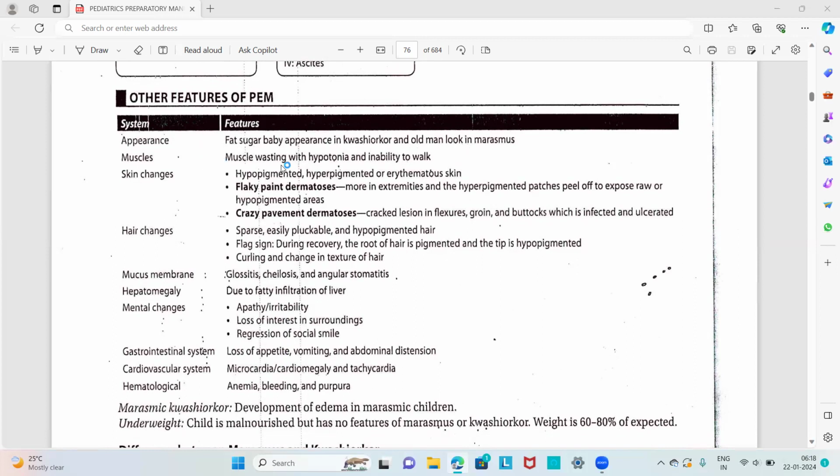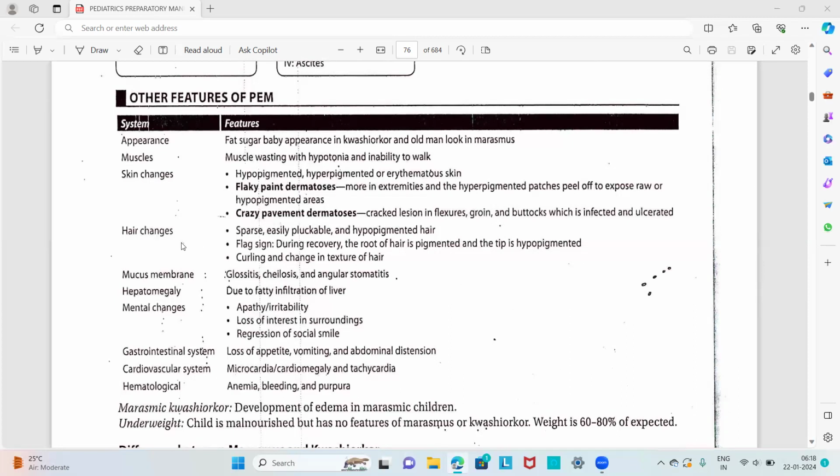And muscle wasting with hypotonia and inability to walk. Then skin changes like hypopigmented, hyperpigmented, and erythematous skin, and flaky paint dermatosis. That is the important one. Flaky paint dermatosis is more in the extremities, and the hyperpigmented patches peel off to expose raw or hypopigmented areas. Then we have crazy pavement dermatosis, that is cracked lesions in the flexures, groin, and buttocks, which are infected and ulcerated, usually happening in kwashiorkor.